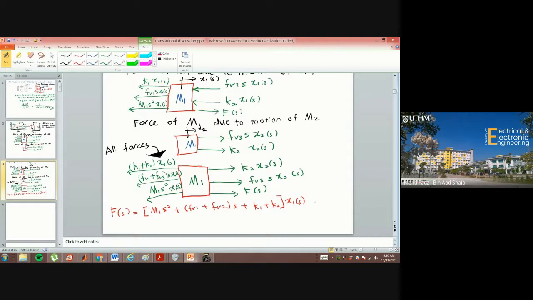Okay, then minus, because why minus? Because it's a different direction, right? Minus FV3 times S plus K2, X2 S.